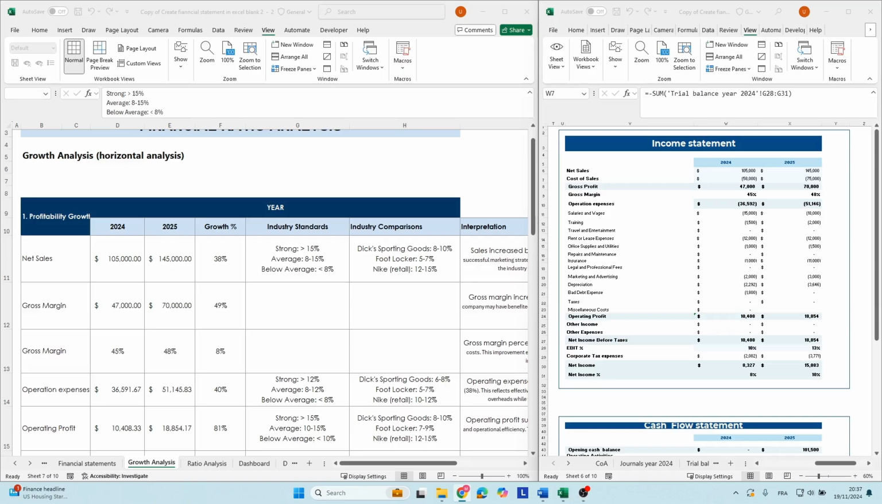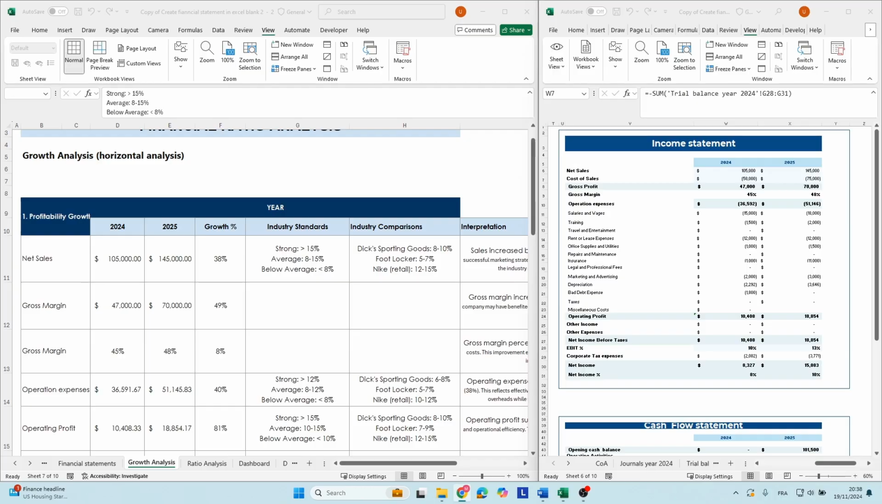Now let's explore the horizontal analysis for the financial statements. Horizontal analysis involves comparing financial data from different periods, typically from the income statement, balance sheet, and the cash flow statement. In the lesson, we will start by looking for the comparison for the income statement.